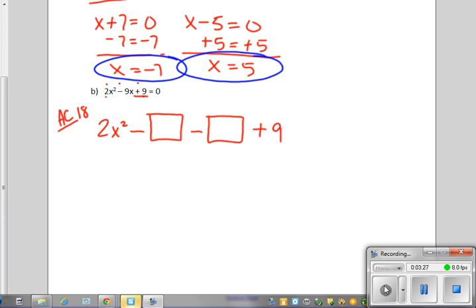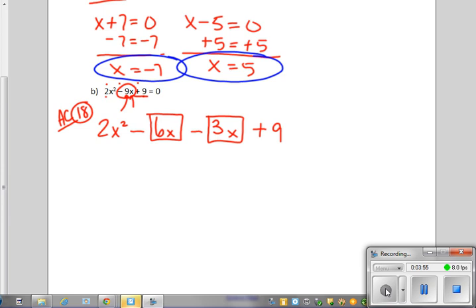Now, the AC product, remember, it has to have a product of AC, so what times what would give me 18, and I would again have that sum of B. 6 and 3, so we'd have a negative 6 and a negative 3. That would give me that negative 9, and remember we are talking x here, so don't forget to fill in that x value.